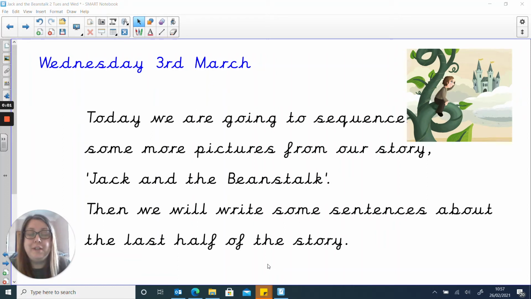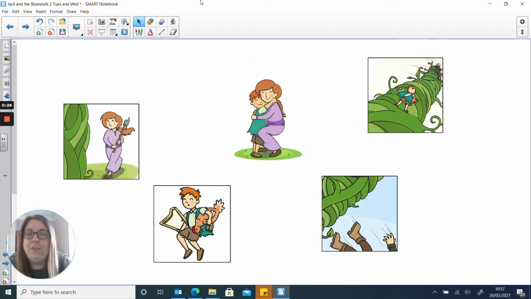Hi everyone. So today we're going to sequence some more pictures from our story, Jack and the Beanstalk, and write some more sentences about the last part of the story. You all did an amazing job yesterday. I cannot believe how much work you've done. You're doing fantastic. So put as much effort into this as you did to yesterday's, and again, your story will be fantastic. So let's have a look then at the pictures from Jack and the Beanstalk.